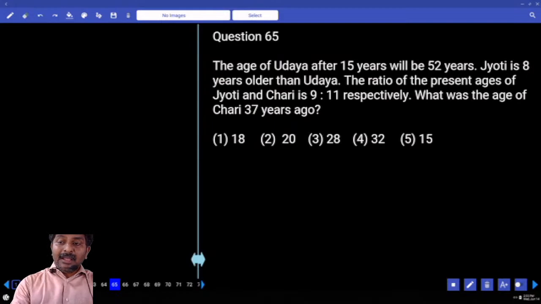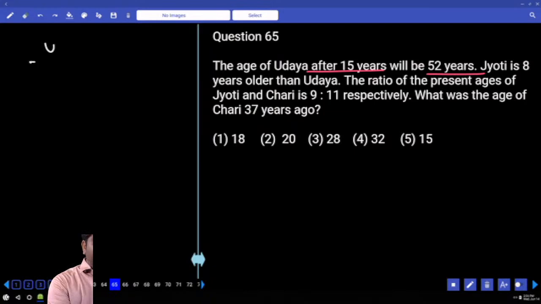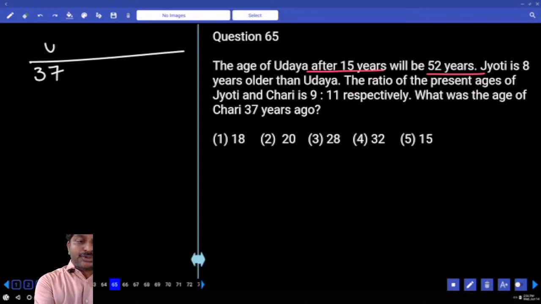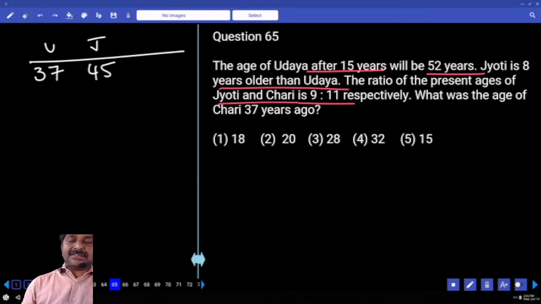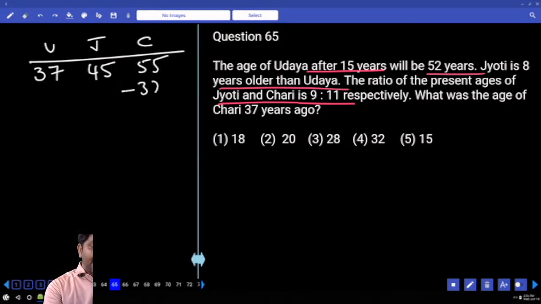Otherwise, if you want to solve, after 15 years, Udaya will be 52 years. Then present age of Udaya is 52 minus 15, which is 37. Jyoti is 8 years older than Udaya, which is 45. Jyoti's age and Chari's age are in the ratio 9:11. That means this fellow is 9 parts, 9 how many times? Then Chari's present age is 11 parts, 55. The question is to identify his age 37 years back. Answer 18.